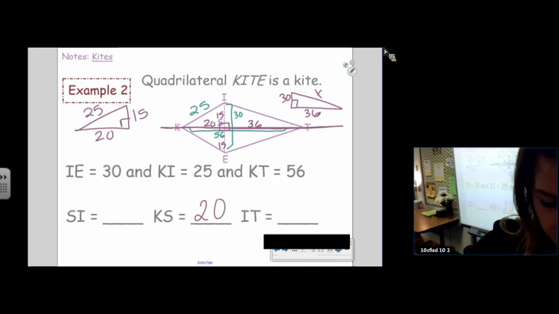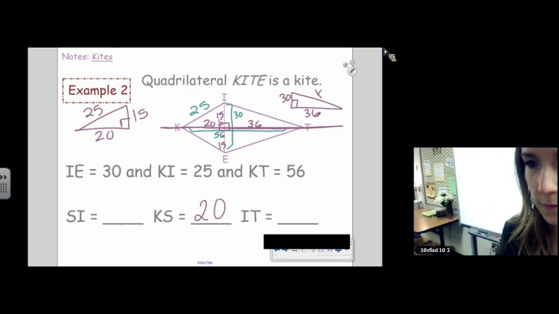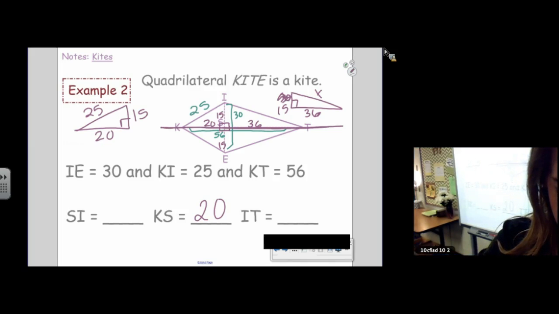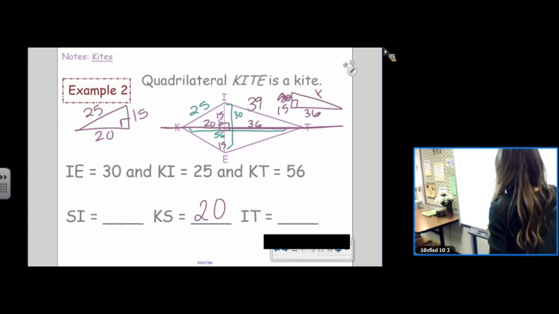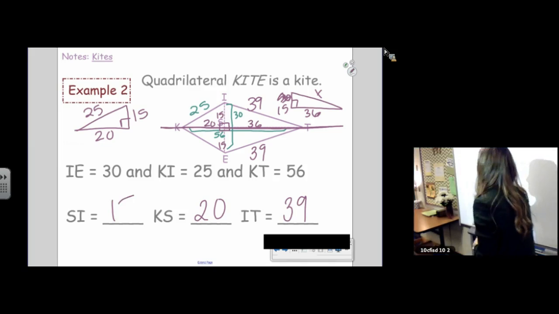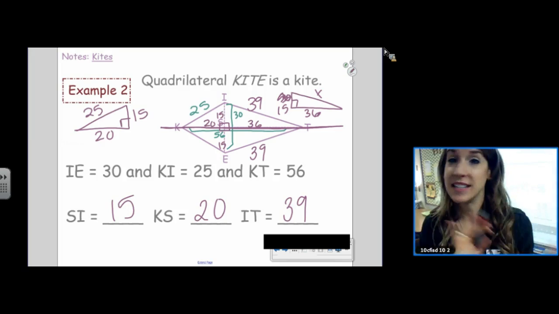30 squared plus 36 squared, and take the square root of that beautiful number. Not 30, guys. Sorry, 15. I know what I'm doing. 15 squared plus 36 squared. You get 39. And of course, it's a mirror image, so 39, 39. So IT is 39. SI was 15. So, lots of right triangles, lots of Pythagorean theorem, lots of segment addition and subtraction.